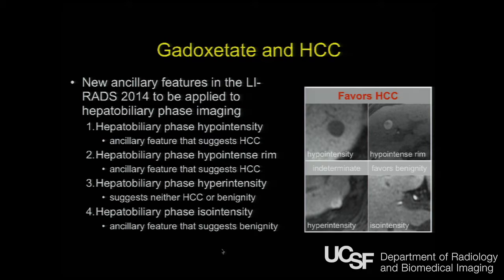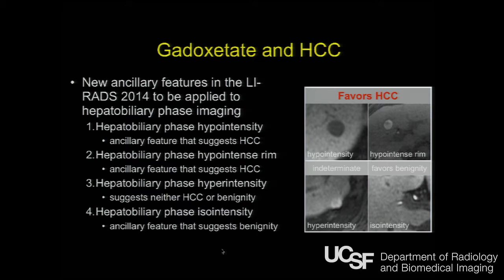Last couple things are comments on EOVIS and gadoxetate in the diagnosis of HCC. The last version of LIRADS introduced some ancillary features for using gadoxetate to characterize lesions as HCC. There are 2 ancillary features that suggest hepatocellular carcinoma. One is hepatobiliary phase hypointensity, which is what you would expect. But there's one unusual ancillary feature, which is a hepatobiliary phase hypointense rim. One thing we realize is that about 10% of HCCs are hepatobiliary phase hyperintense. And you characteristically see a dark rim surrounding that hyperintense nodule, which is indicative of hepatocellular carcinoma.